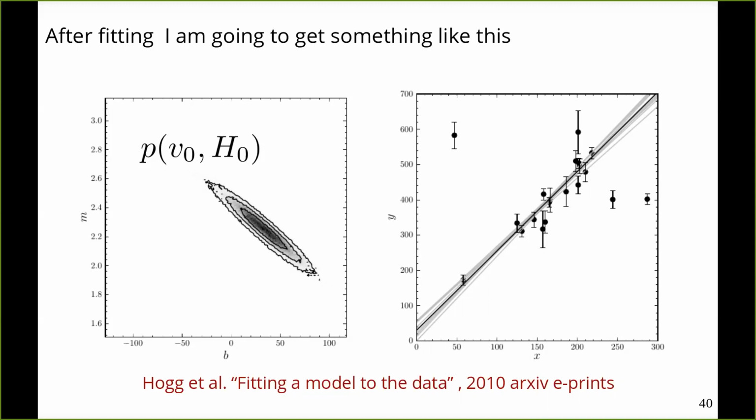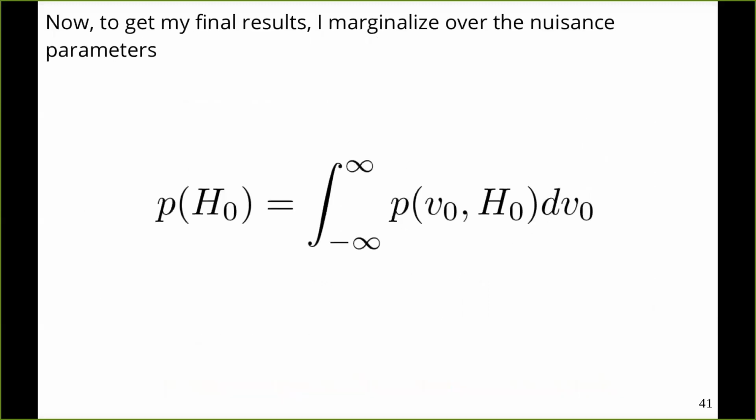Since I'm not interested in the offset velocity, but exclusively in the Hubble constant, what I should do is perform something called marginalization, which is basically just an integration in this space V0, H0, over my nuisance parameter, which in this case is V0. So I want to integrate this 2D probability density over one dimension and obtain only the dependence on H0 and analyze that.